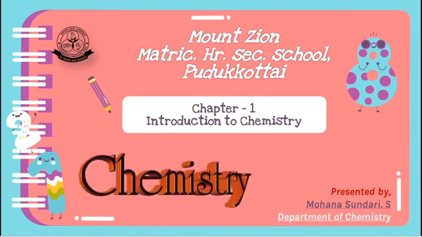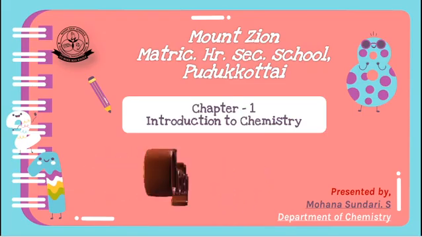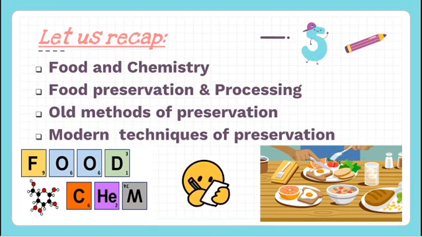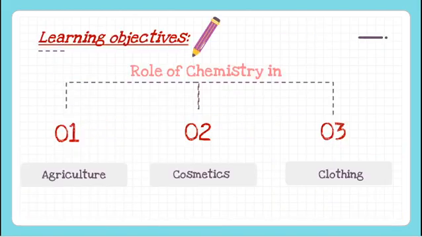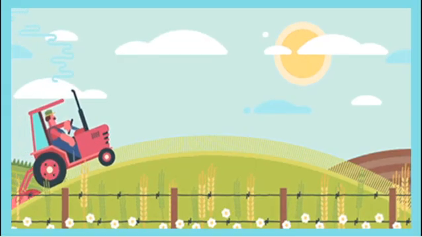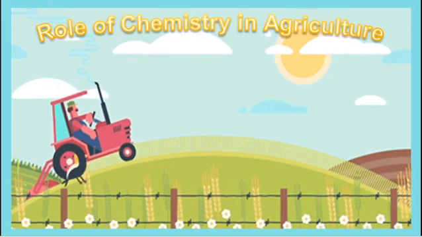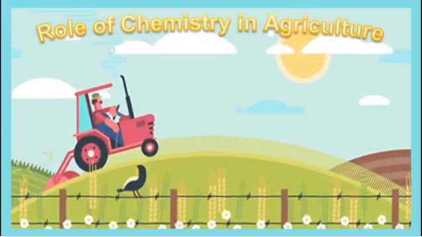So in this video we are going to discuss Chapter 1, Introduction to Chemistry. In the previous video we already discussed what is food preservation and how chemistry is involved in that, and the methods of preservation like old methods and modern techniques. So in this video we are going to discuss further topics, that is role of chemistry in agriculture, cosmetics and clothing. So let us discuss the first one, role of chemistry in agriculture.